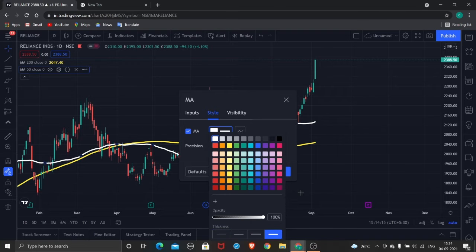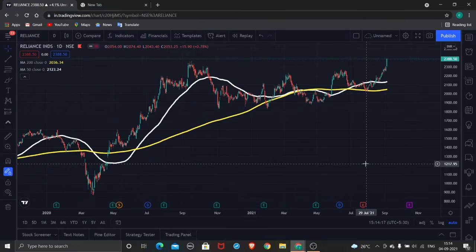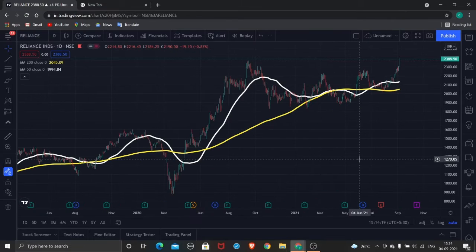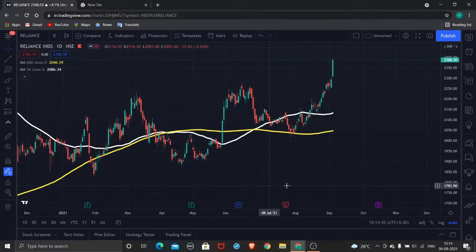Okay, by the way, just an additional knowledge. Here we can see we have applied two moving averages. The first one is the 200 moving average, which is colored in white, and the second one is the 50 moving average, which is colored in yellow. Here is a chart of Reliance Industries on the 1 day time frame.